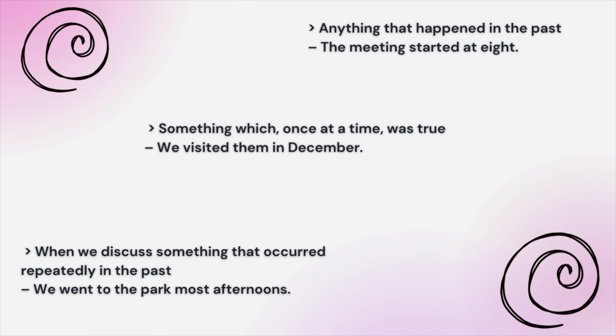Number 1, for anything that happened in the past. For example, the meeting started at 8. Number 2, for something which once at a time was true. For example, we visited them in December. And number 3, when we discuss something that occurred repeatedly in the past. For example, we went to the park most afternoons.